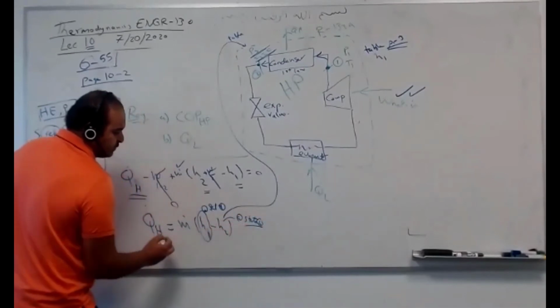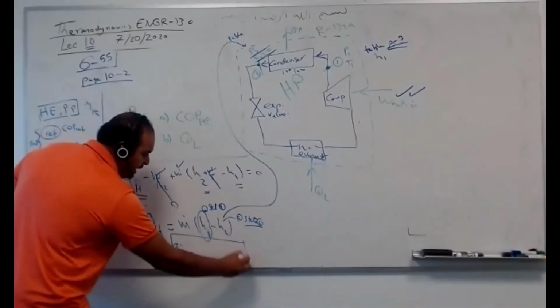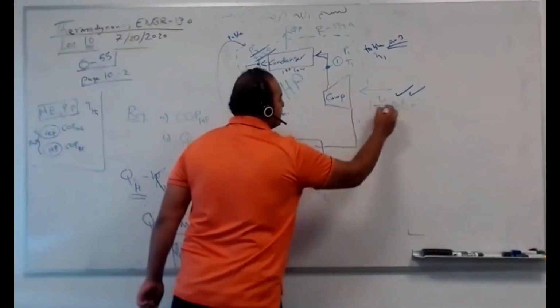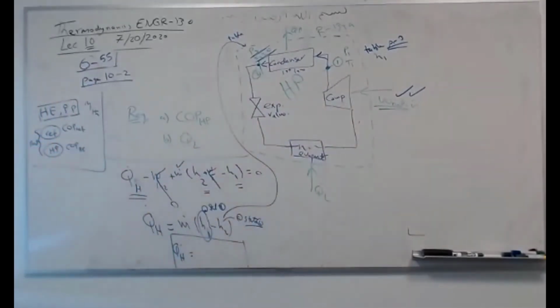You can get H1 and H2. You can get Q high. So once you get Q high and you have work output, you can get anything else: COP, Q low, anything else he wants, you can obtain.